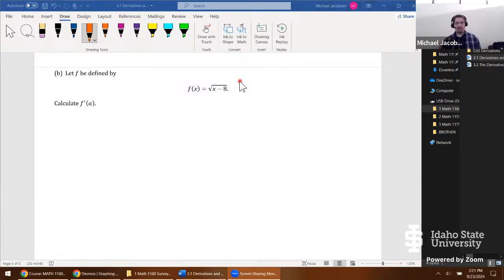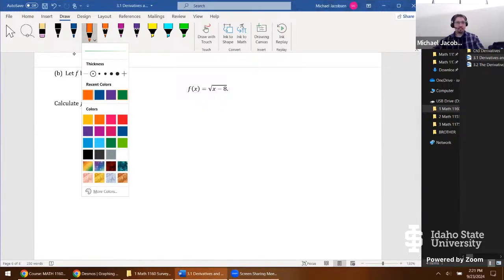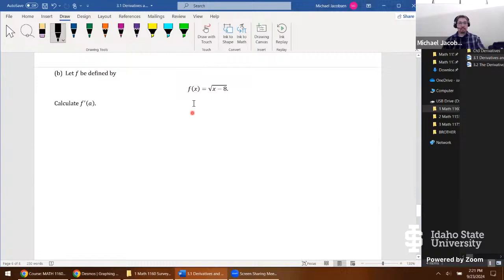So the strategy for this is, I would encourage you to always, every time you see a problem like this, first thing, just write down the definition of the derivative. It goes f prime of x.